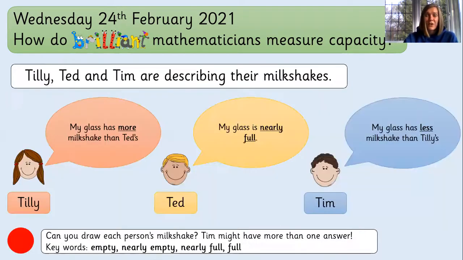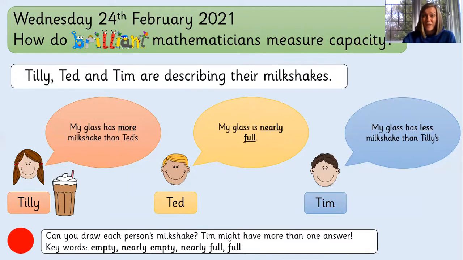Now, if you went on to do the red challenge, let's have a little look at who might have had what in their milkshake. So Tilly says, my glass has more milkshake than Ted's. Now, to find out what that means, I have to read what Ted's got. So Ted said, my glass is nearly full. So if his glass is nearly full and Tilly has even more than Ted, well, her milkshake would have to be full.